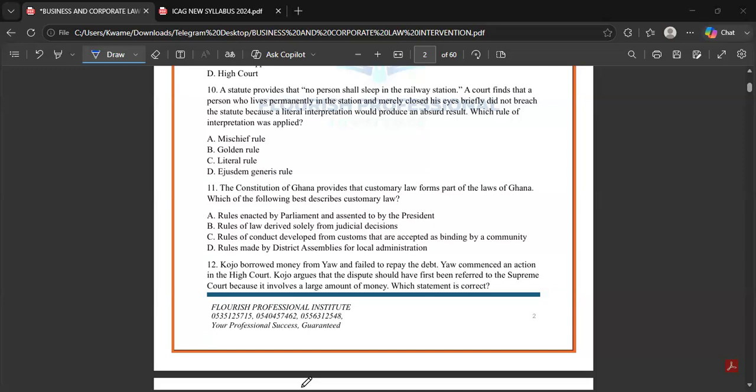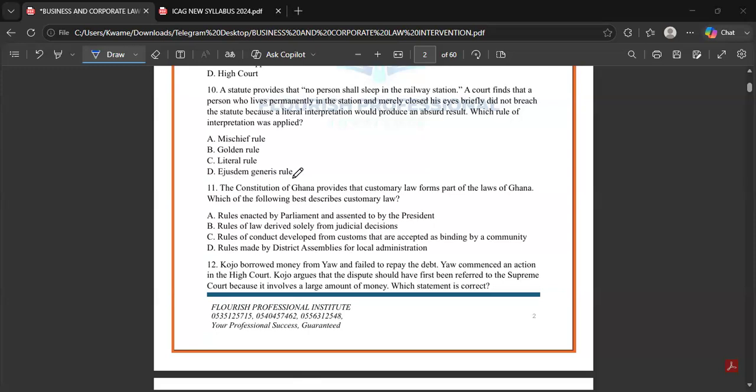So bear in mind, both the golden rule and the mischief rule are modifying the literal rule. But the golden rule does it where the literal interpretation will produce an absurd result, and the mischief rule interprets the law from the perspective of why the law was put in place. So over here, we are taking the golden rule because the question said the absurd result.